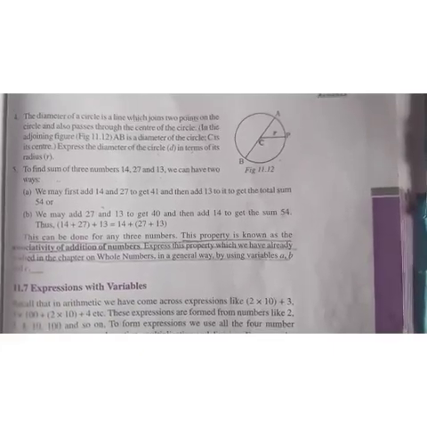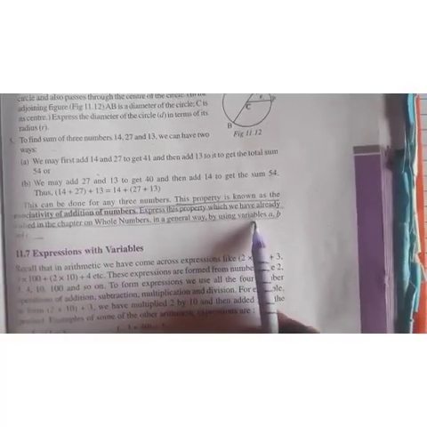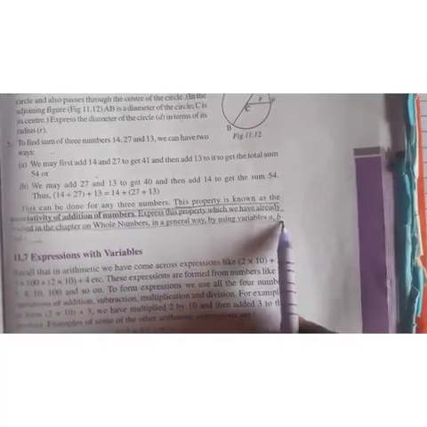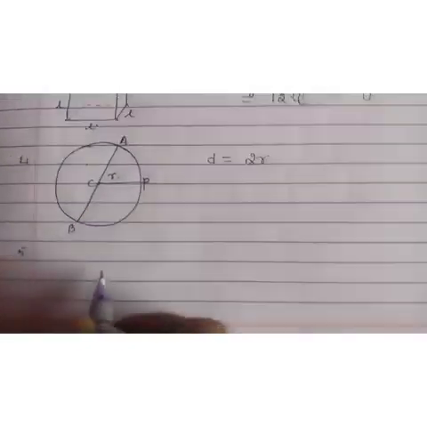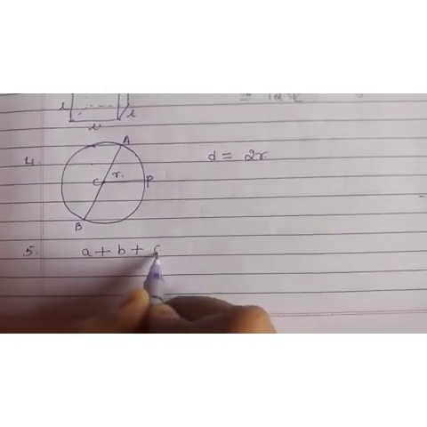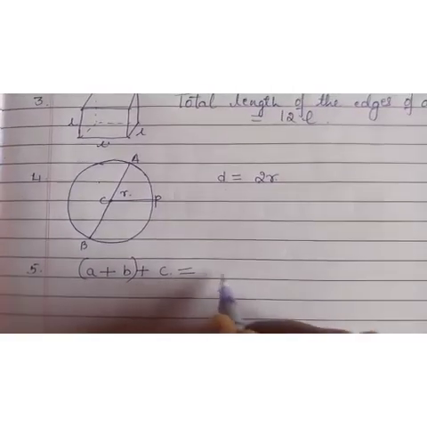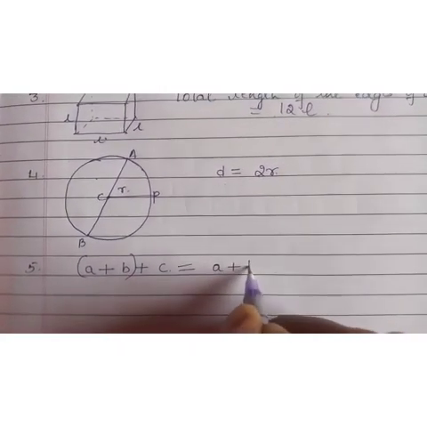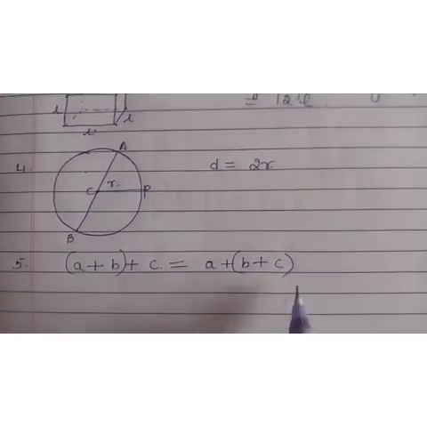Yes, it is the same property, but we have to express it using the variables a, b and c, not the numbers. So how will you write it? We can write it as (a + b) + c, where we put bracket for first two numbers, is equals to a + (b + c), where we keep brackets for last two numbers.